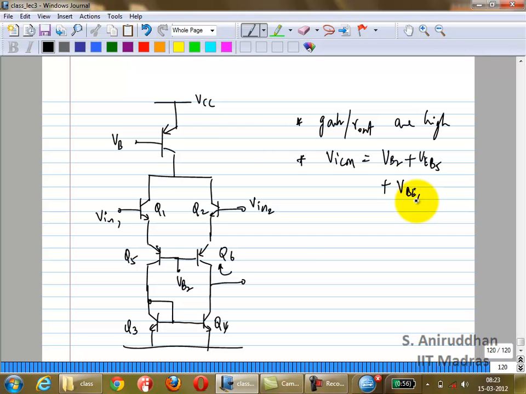So obviously if you fix VB2, input common mode cannot change. So what you need is to devise a scheme to make VB2 float, to change with input common mode. That's what you want. Because you know that your VB2 is always going to be 1.4 volts below the input common mode. So if you want input common mode to move, you want VB2 also to move. So you are going to use what is called an indirect biasing scheme.